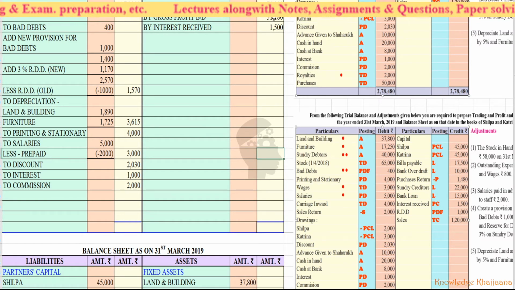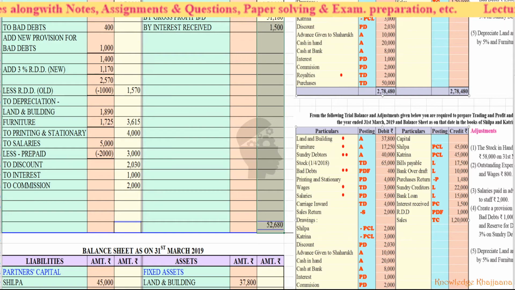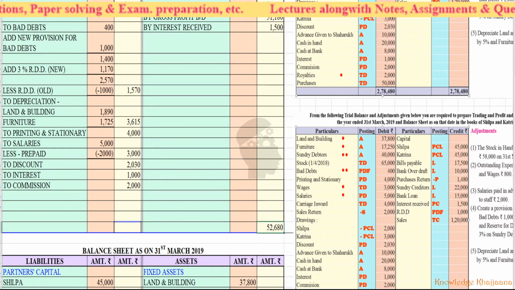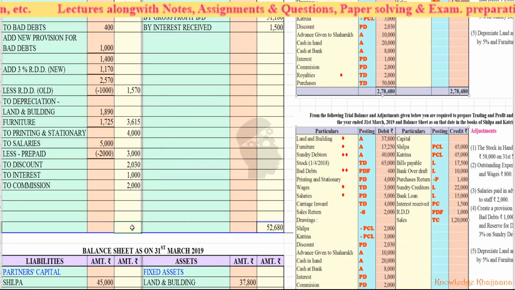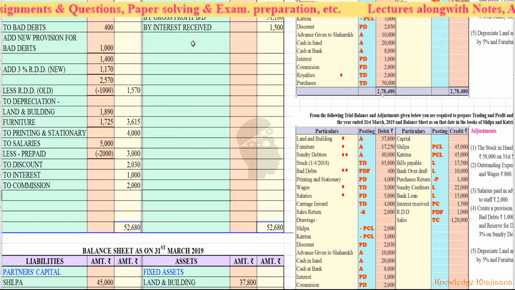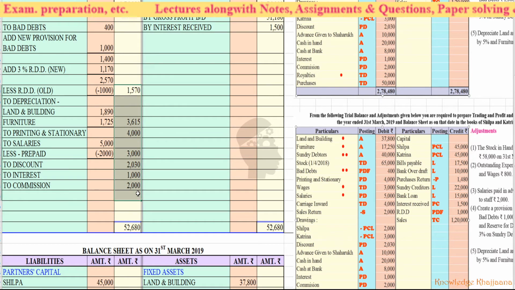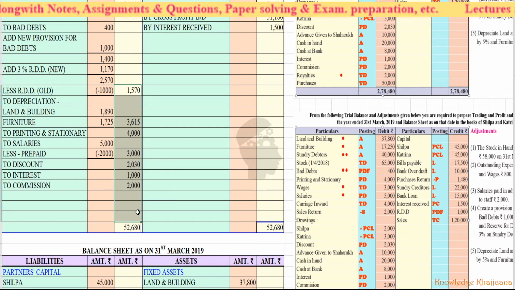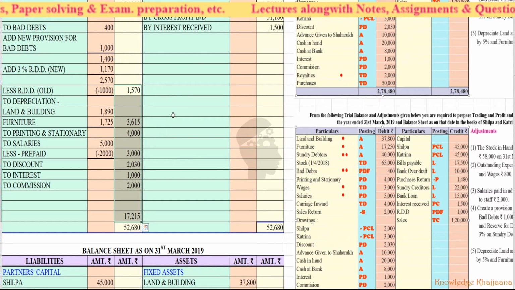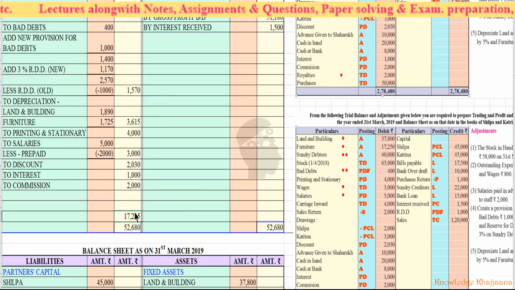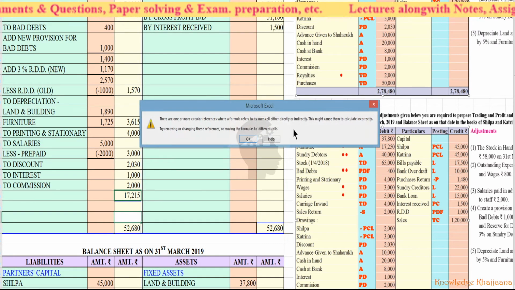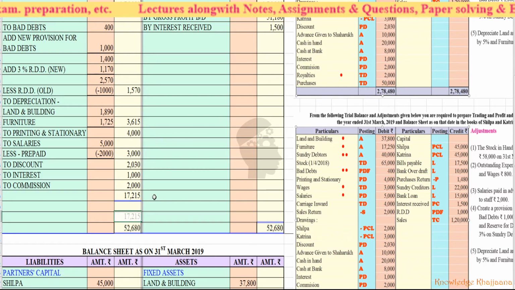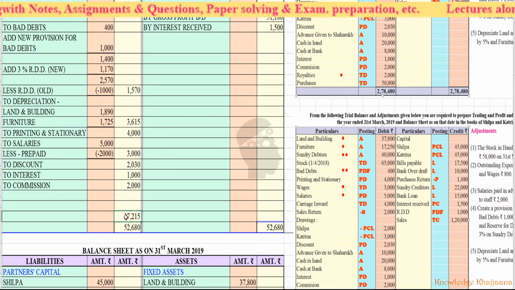Let's take this and see the total of this side. It is 52,680. So we'll write the same total over here, that is 52,680. Now let's see how much is the total of this side. It is 17,250. So we'll deduct this amount, 17,250, from rupees 52,680 to arrive at the net profit.